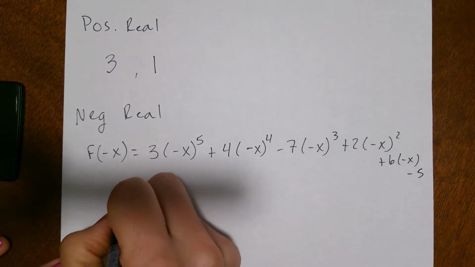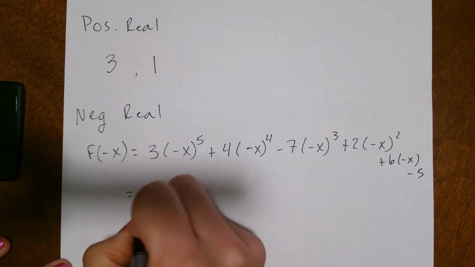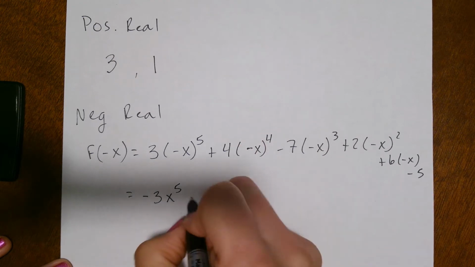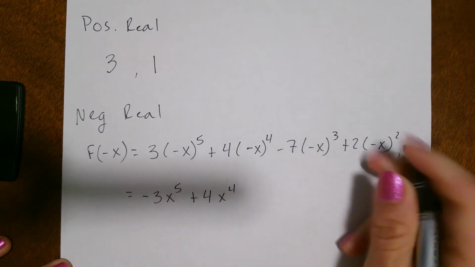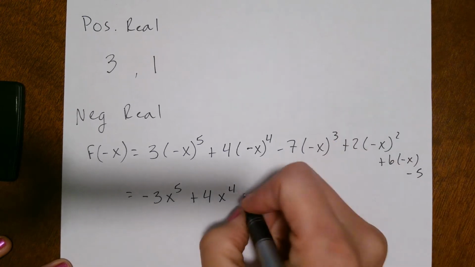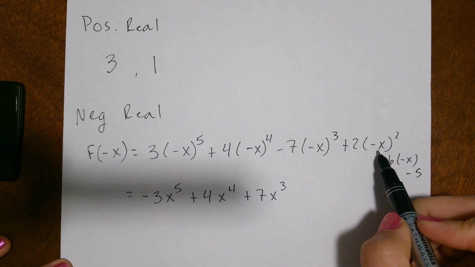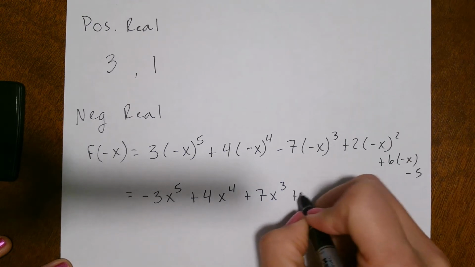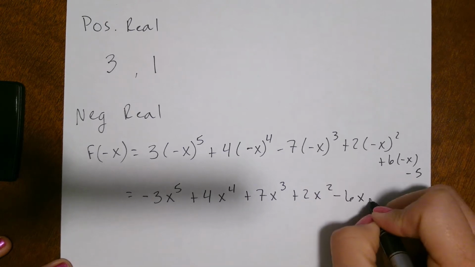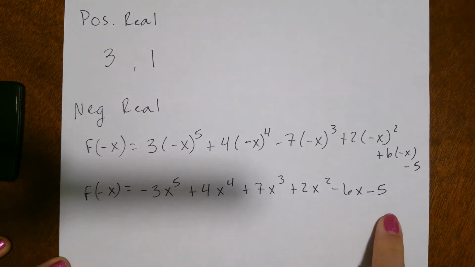Alright, now I'm going to simplify this. So (-x)^5 gives me -x^5, and 3 times that is -3x^5. (-x)^4 is positive x^4, so this stays +x^4. (-x)^3 is -x^3, times the -7 gives me +7x^3. (-x)^2 is positive x^2, times 2 is +2x^2. -x times 6 is -6x, and then our minus 5. So f of negative x gives us all this right here.